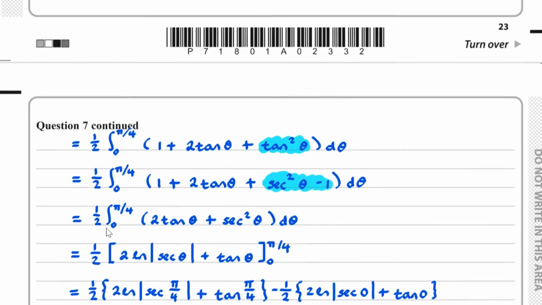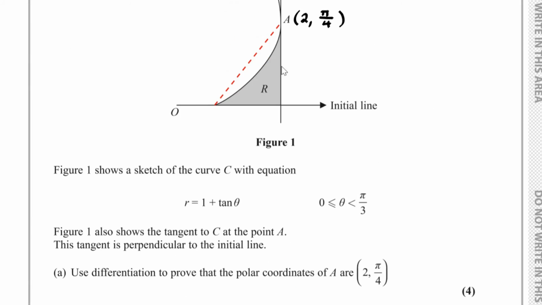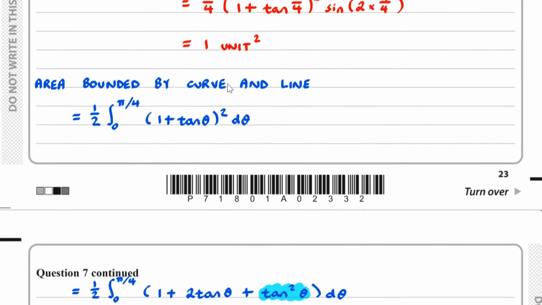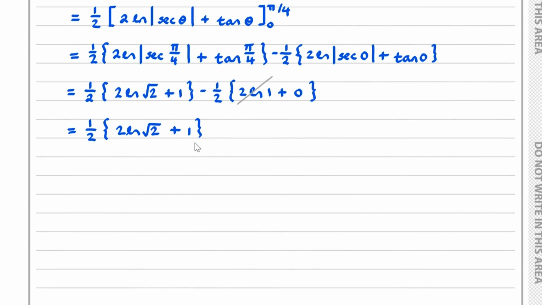So what we want is the area of R, and to find the area of R, I need to do the area of the triangle, take away the area bounded by the curve and the line. So the shaded area, we've got 1 subtract 1/2 times 2 times the natural log of root 2 plus 1.